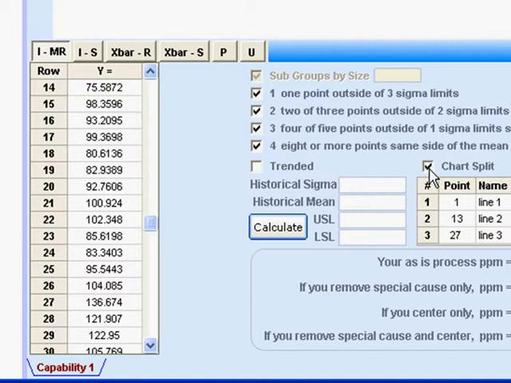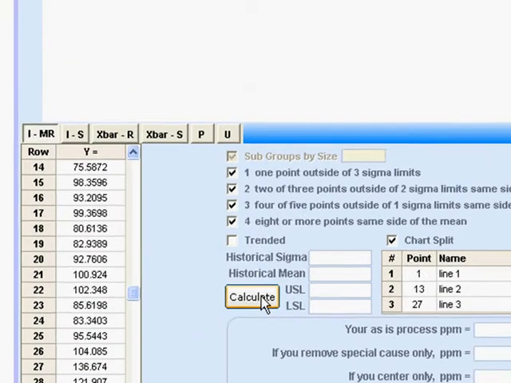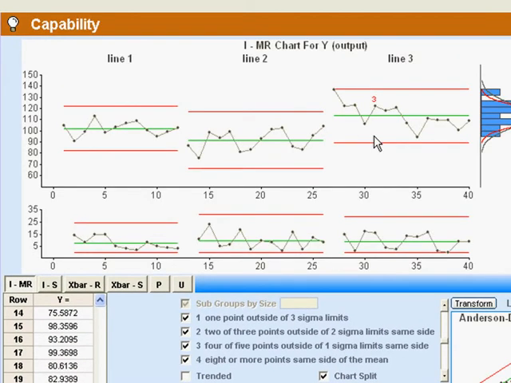That requires that I do my chart split. Click Calculate, and then I will get my 3 charts, which allow me to easily compare line 1 with line 2 with line 3. So we look at this, and I don't know if higher is better, then this line is probably doing better than the others.